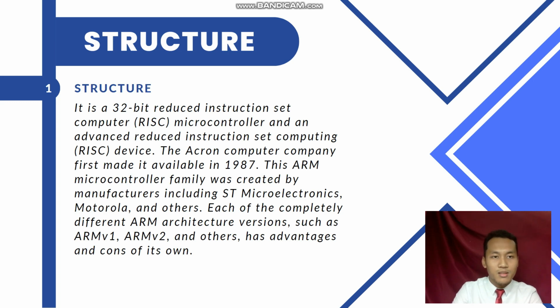For my part, I will explain about structure. It is a 32-bit reduced instruction set computer (RISC) microcontroller and an advanced reduced instruction set computing device. The Acorn Computer Company first made it available in 1987. This ARM microcontroller family was created by manufacturers including ST Microelectronics, Motorola, and others. Each of the different ARM architecture versions, such as ARM v1, ARM v2, and others, has advantages and cons of its own.